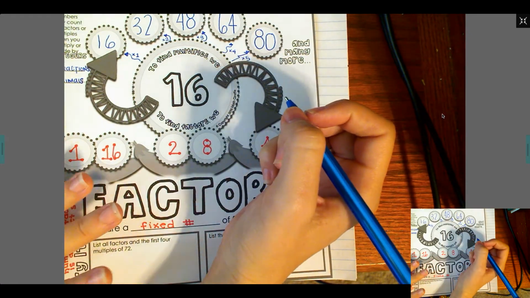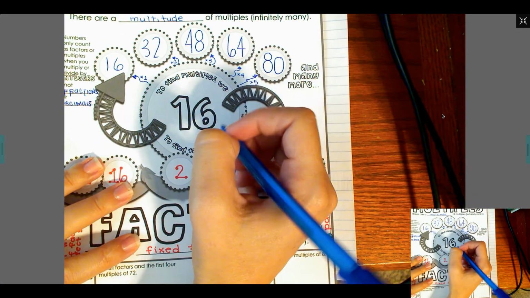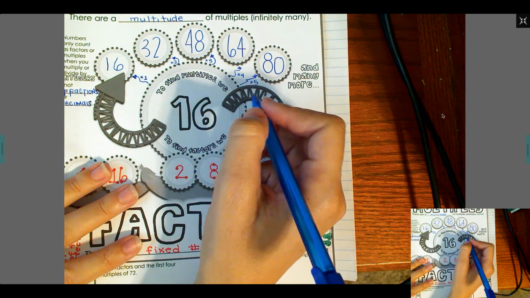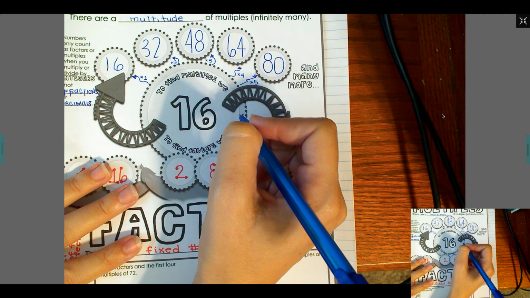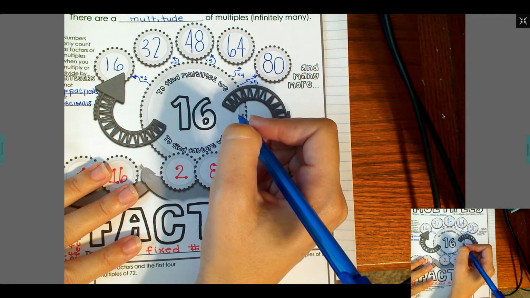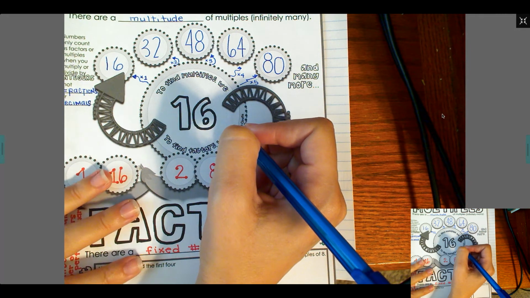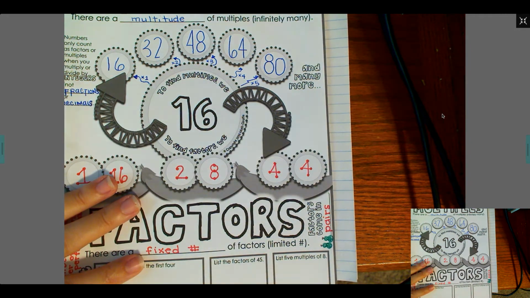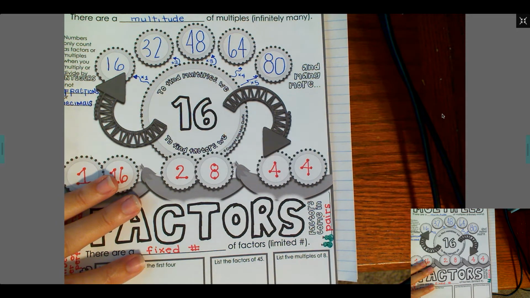Now, there are obvious ones you could do as well. You could say, okay, well, 16 times 10, I'm just going to add a 0 to the end. 160 is a multiple. I could multiply it by 1,000. 1,600 is a multiple of 16. Again, it's entirely up to you, but I highly suggest the first 5.